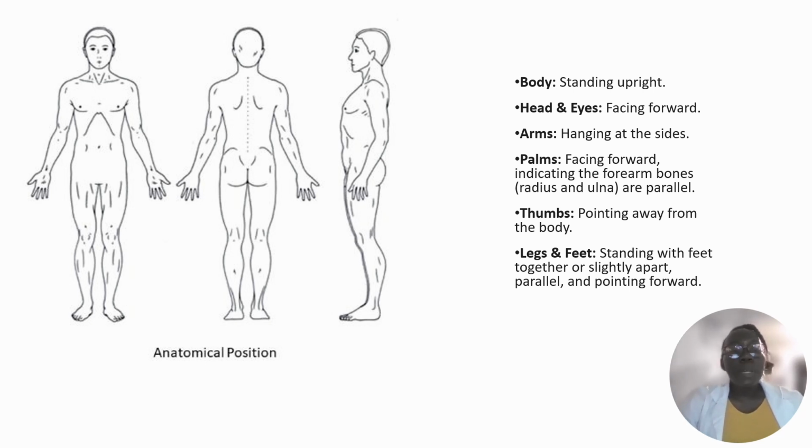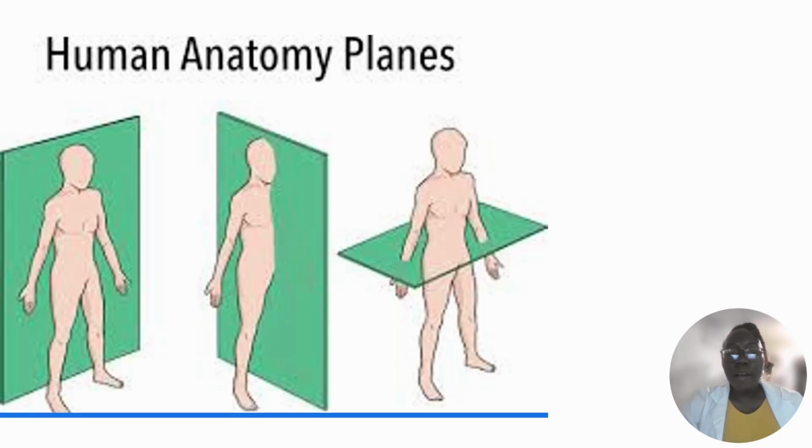In the anatomical position, we can divide the body into different planes. We have the coronal plane, dividing the body into front and back. We have the sagittal plane, which divides the body into left and right, and we have the transverse plane, which divides the body into superior and inferior.